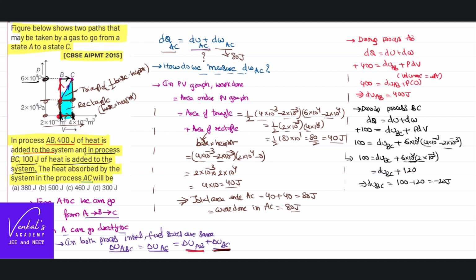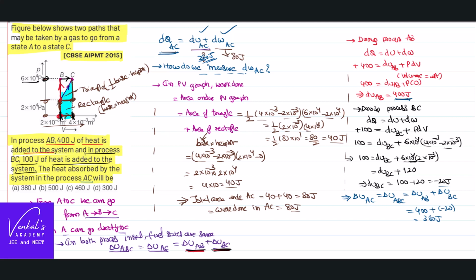Now I know the change in internal energy during BC is minus 20, and during AB it is plus 400. That implies the total change in internal energy during the process AC is the change in internal energy during the process ABC, because that's a cyclic process. That can be written as the change in internal energy during AB plus the change in internal energy during BC. During AB, we found that value as 400 joules. During BC, we found it as minus 20. So this value is 380 joules. As I know this and this, I can substitute in this formula and get our answer.